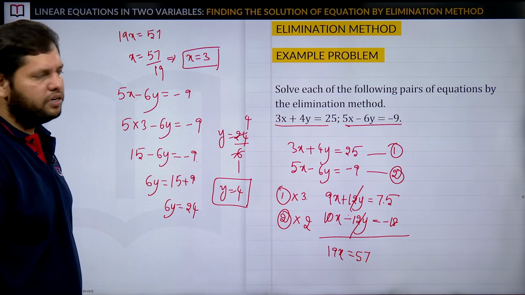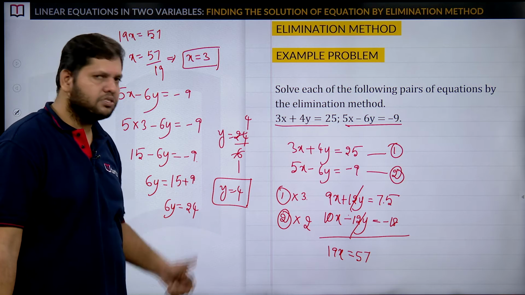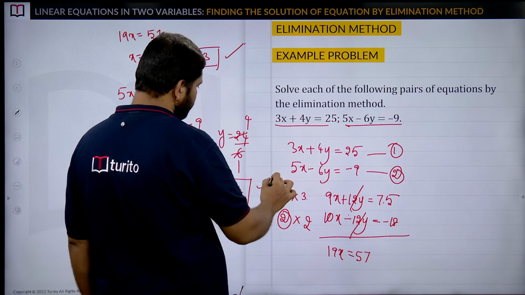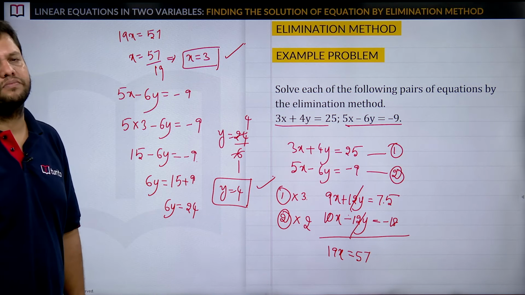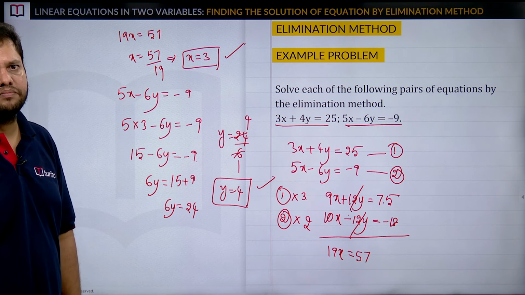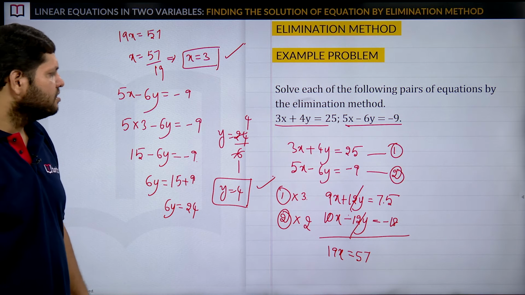Am I clear, children, on this point? So we got y is equal to 4 as the answer. x we already got as 3, and y is equal to 4. This is our final solution. Clear, children? Any doubts regarding this sum? It is very simple, children.